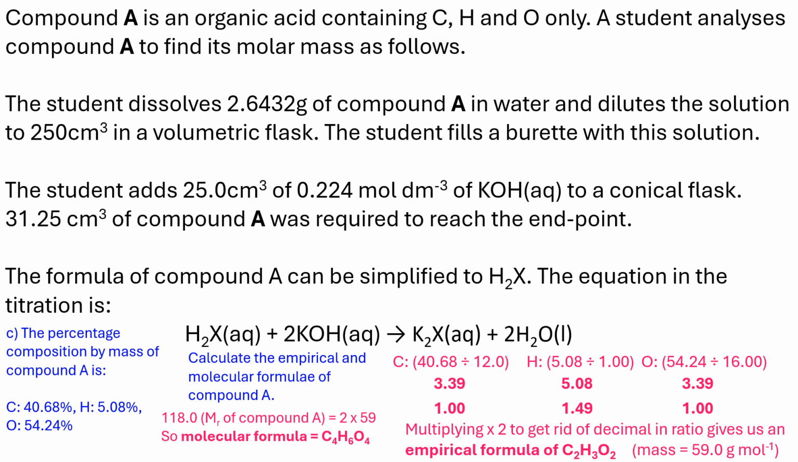So going back to our 118 grams per mole that we worked out a moment ago, that's obviously twice 59. So the molecular formula must be the empirical formula doubled, which is C4H6O4.